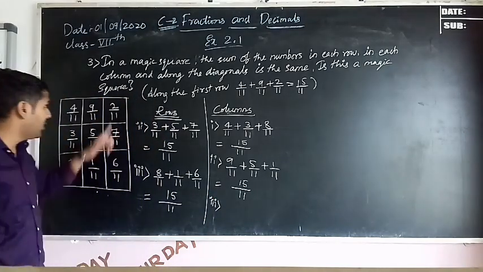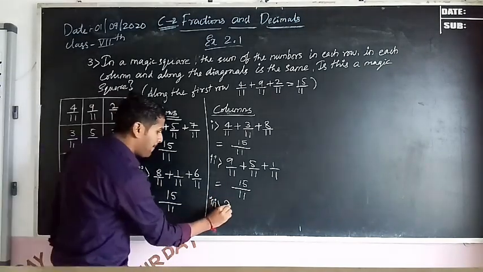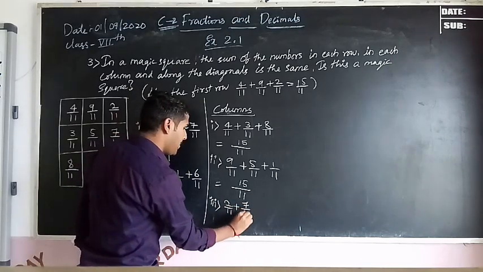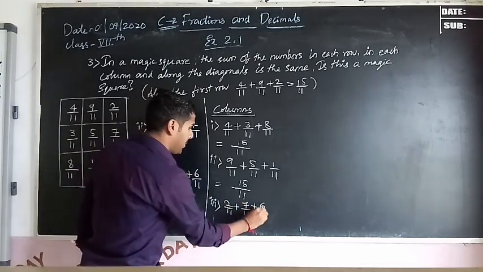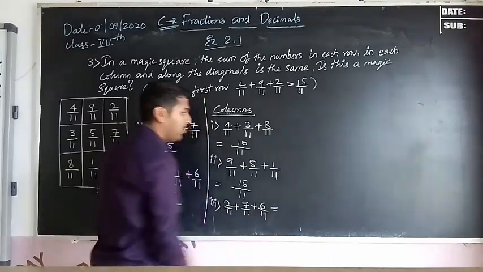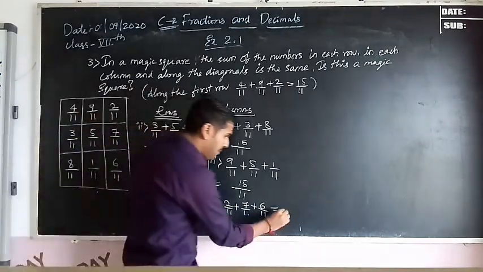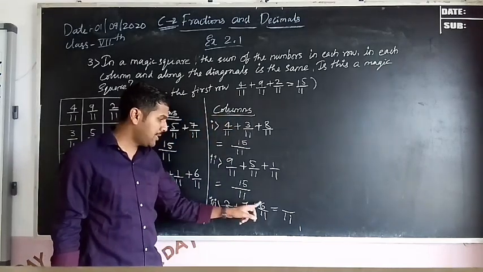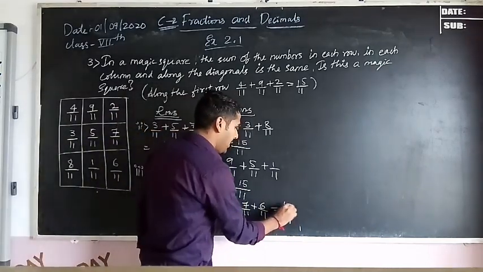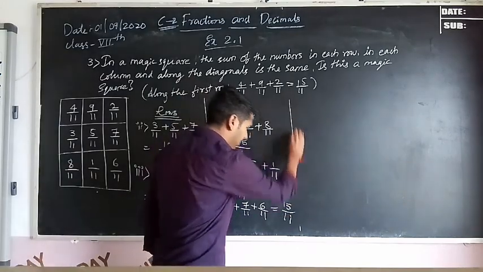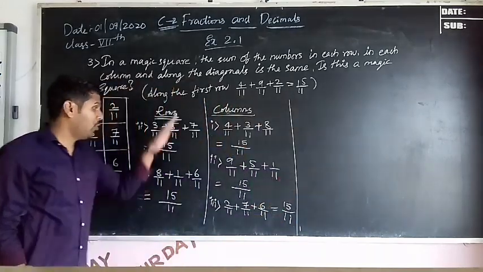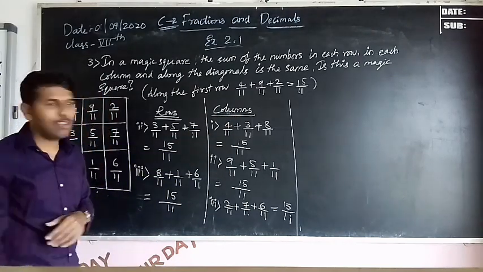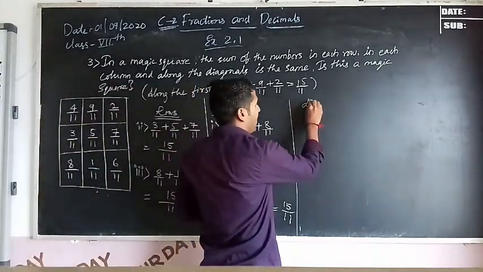So next, the third column: 2 by 11 plus 7 by 11 plus 6 by 11. So add, what will we get as the answer? The sum is the same. 2 plus 7 is 9, 9 plus 6 is 15, no? 15. So all the rows and columns have the same sum. So now just take the diagonals. Okay.